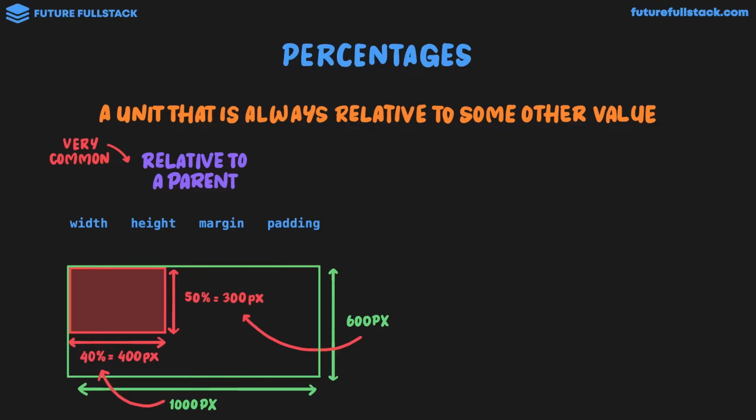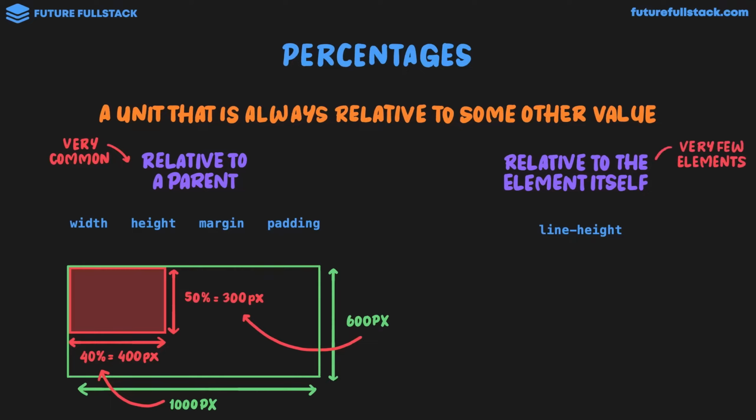So we're using percentages for the width and height of our child element, where the final pixel value is being calculated based on the width and height of the parent element. Another use case of percentages is relative to the element itself. You can use this on a property like line height. I do just want to flag that there are very few elements you can do this with, so don't worry too much about it.